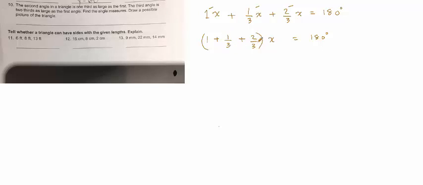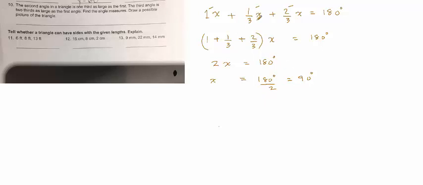Now the sum of these three is pretty easy to guess actually. 1/3 and 2/3, like you were saying, add up to one whole. So this portion being one whole, we have another one whole, so that makes it two wholes. So we have 2x is equal to 180 degrees, and the rest is a piece of cake. Divide by 2 on both sides, you get x is equal to 180 degrees divided by 2, which is 90 degrees. So the largest angle in the triangle is 90 degrees.